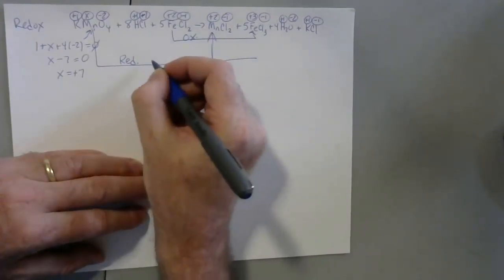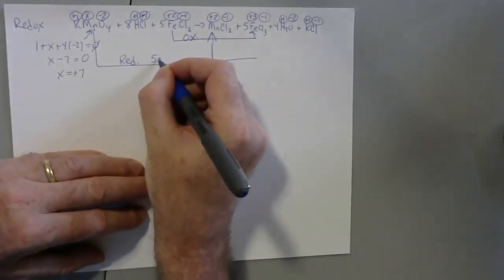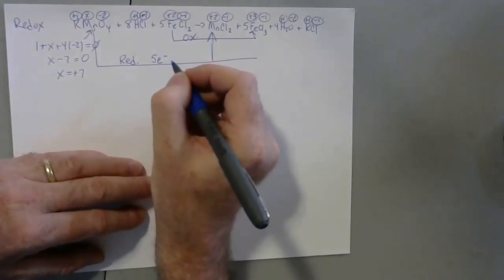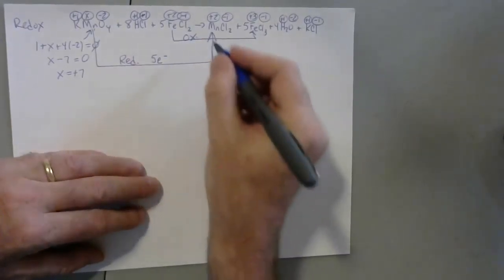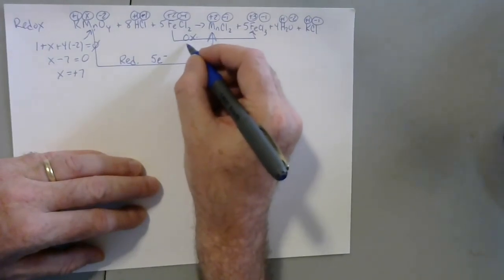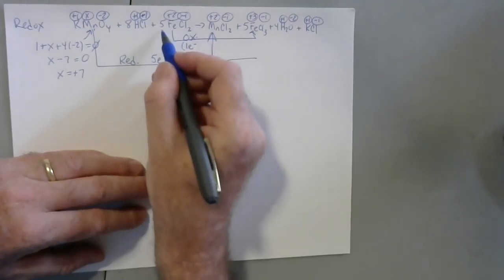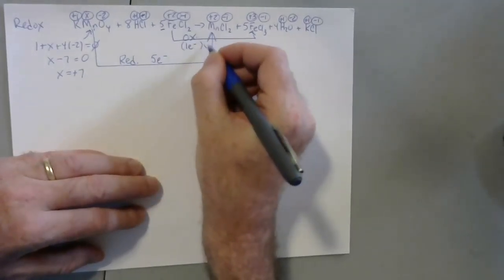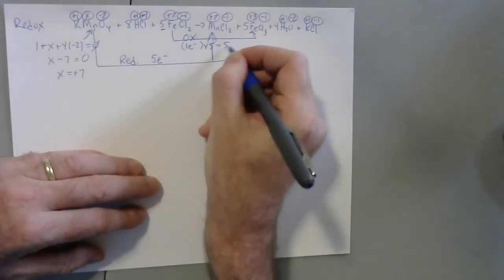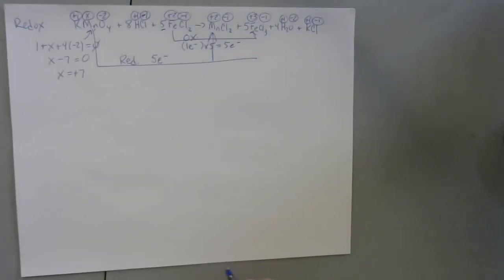How many electrons? That's the only thing left. This was a total of 5 electrons involved in the reduction for each manganese that's reduced. Now the oxidation was only 1 electron per iron, but you notice there's a 5 coefficient there, so times 5, there's 5 total electrons transferred. So there's 5 electrons lost, 5 electrons gained, which means I do have a balanced redox reaction.